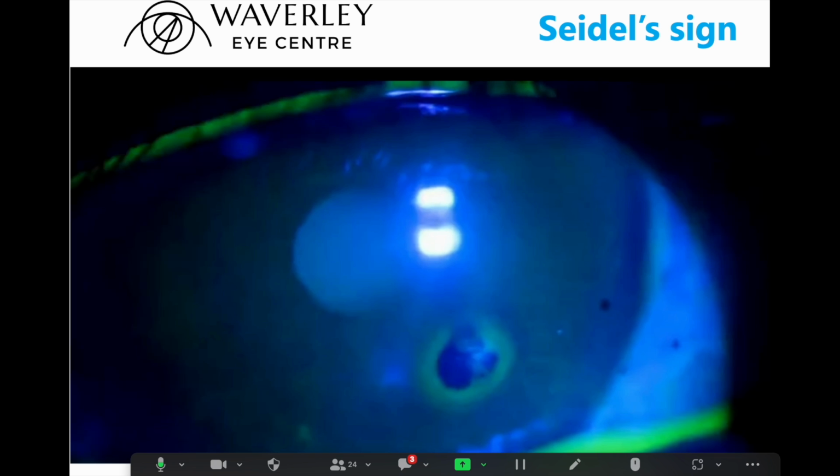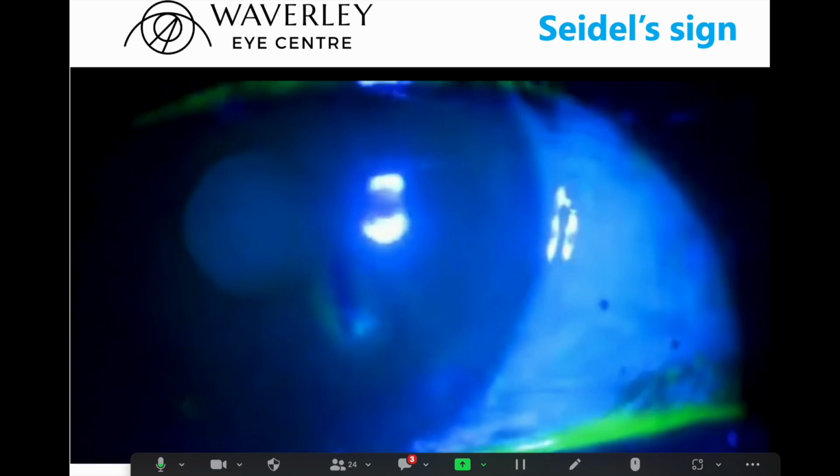Sometimes you'll see an entry point in the iris or in the lens, but it could also go through the sclera. So if you're suspecting or at risk, you do a Seidel sign. Basically, you take a fluorescein strip and you get a lot of fluid on there, and then you dab that right on top of the suspected area. So I've got a little video here. We'll see if this plays.